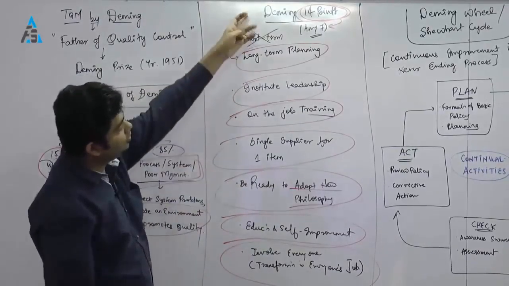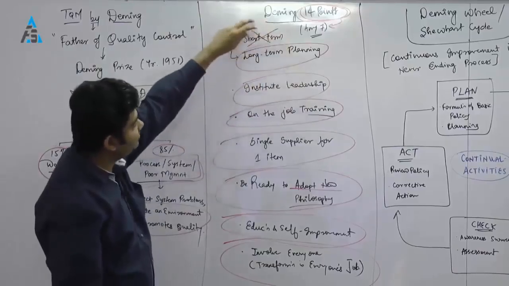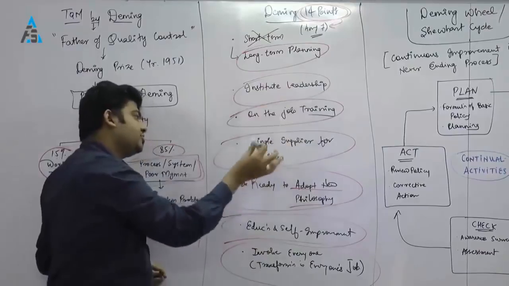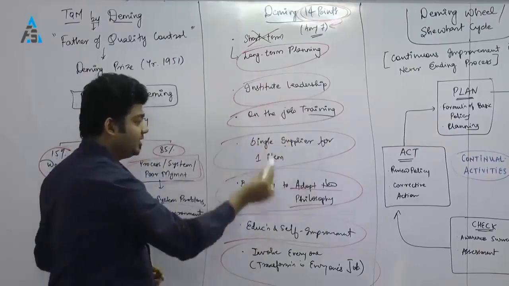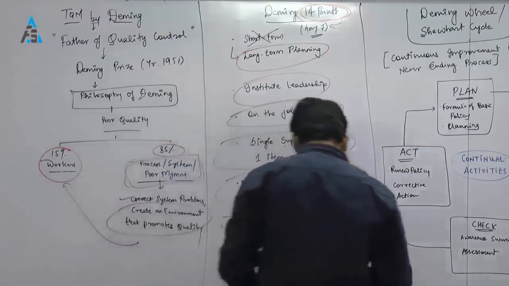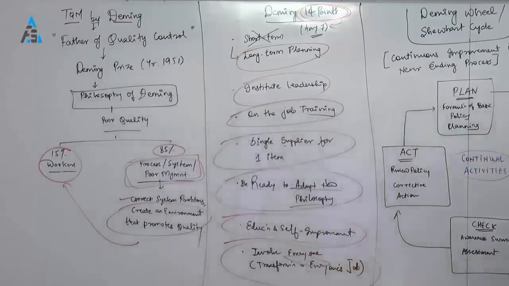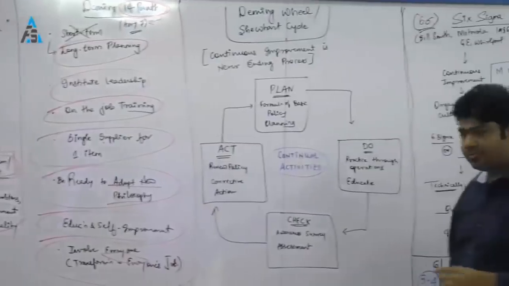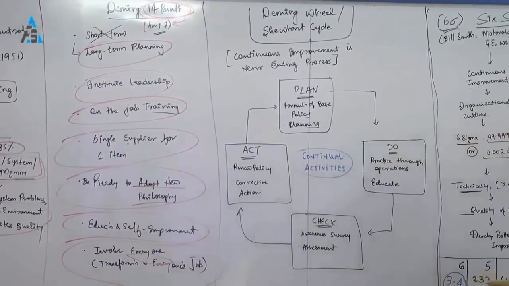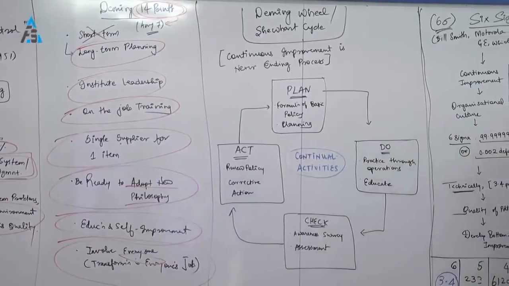Transformation is everyone's job. As we saw, the word total specifies everyone in the whole company has to focus on that. So 7 of the 14 points of Deming: long-term planning, institute leadership, give on the job training, single supplier for one item, be ready to adopt new philosophy, education and self-improvement, and involve everyone. Transformation is everyone's job. So these are the 7 points which you can remember and write in case asked in the examination. Then there is a Deming wheel.